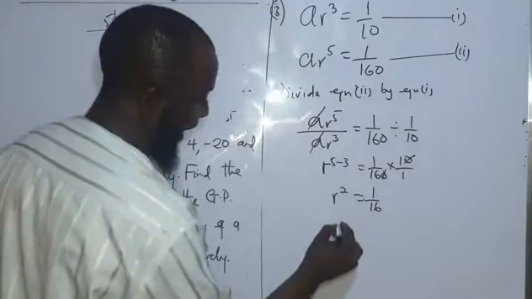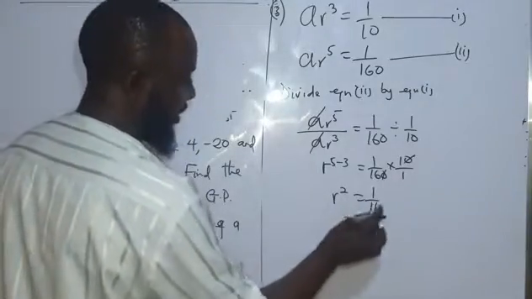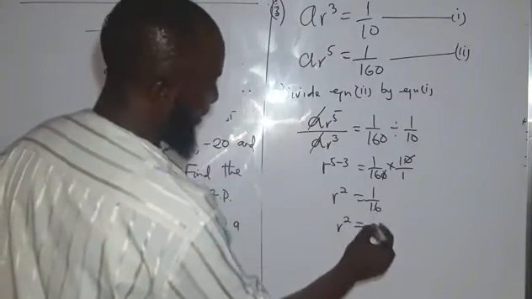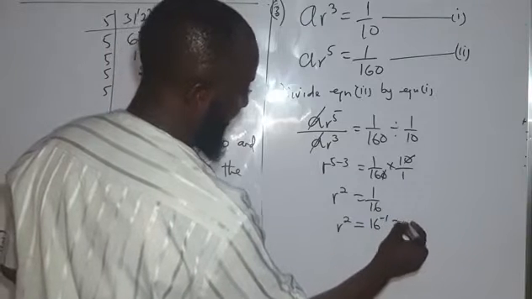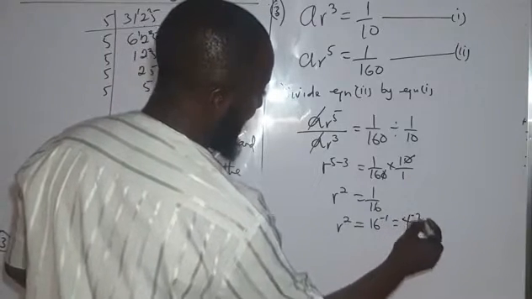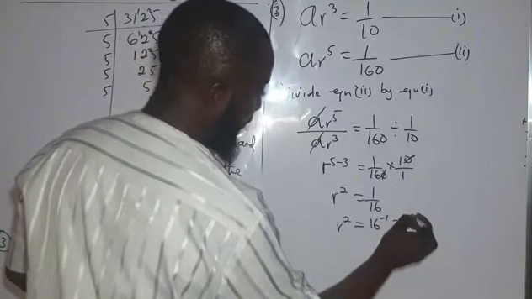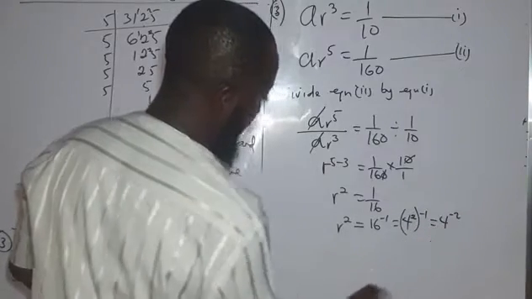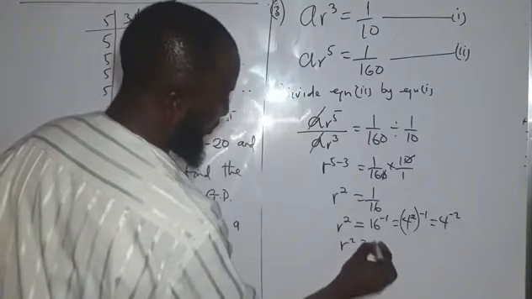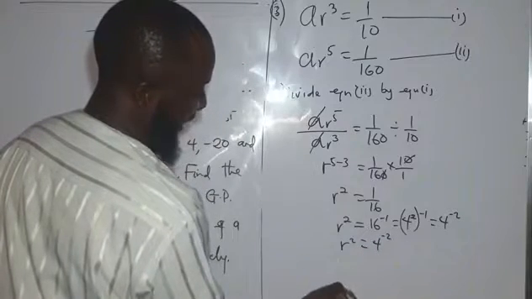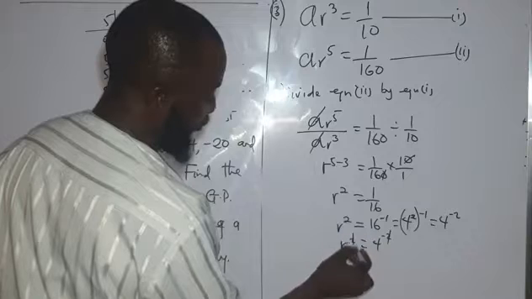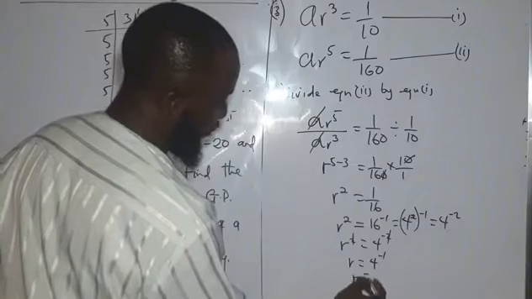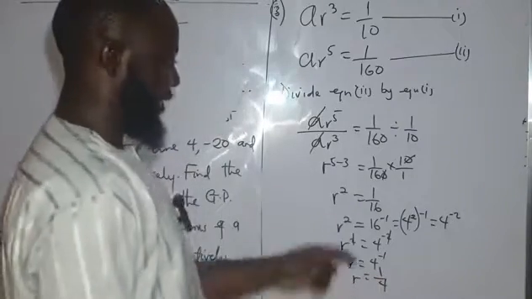So this one will give us r squared equals, we can express it in index form. So this will be 16 raised power minus 1, which is the same thing as 16 will be 4 raised power 2. Then multiply by raised power minus 1. When you open the bracket, you put 4 raised power minus 2. That means we're saying that r squared equals 4 raised power minus 2, right? So we cancel out 2, we cancel 2. So we have r equals 4 raised power minus 1, and r equals 1 all over 4. That's the value of r.